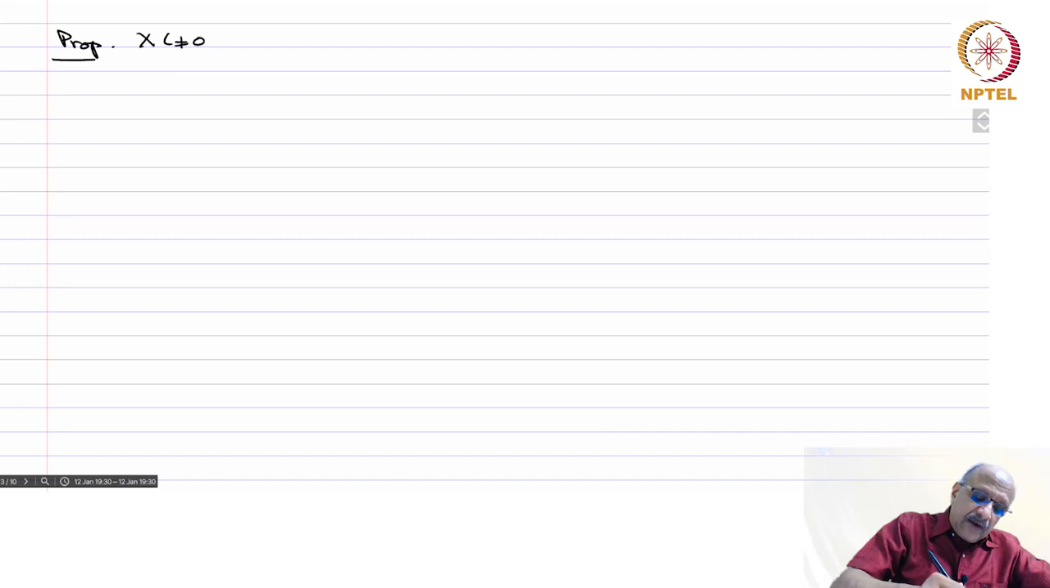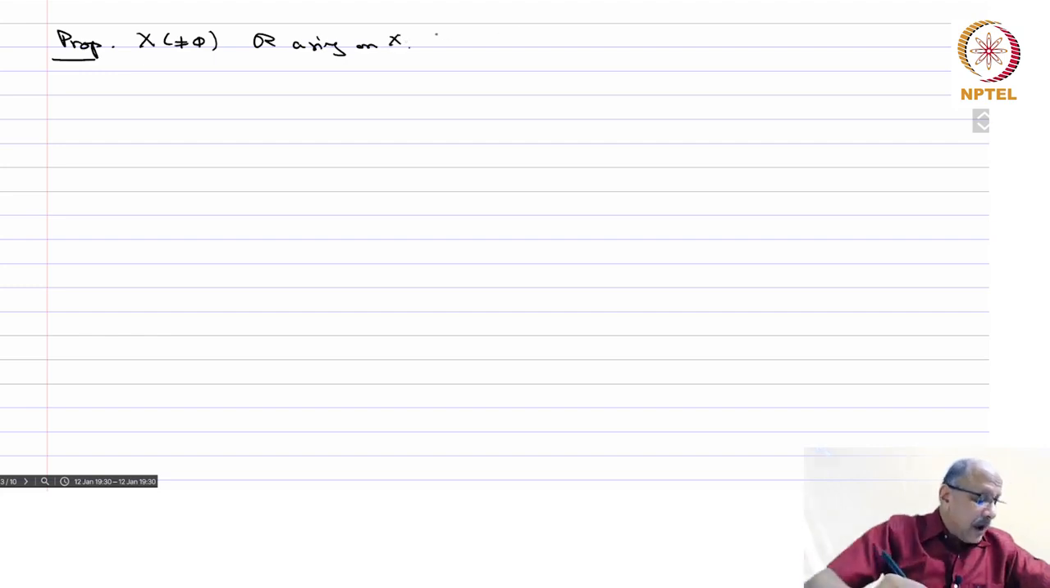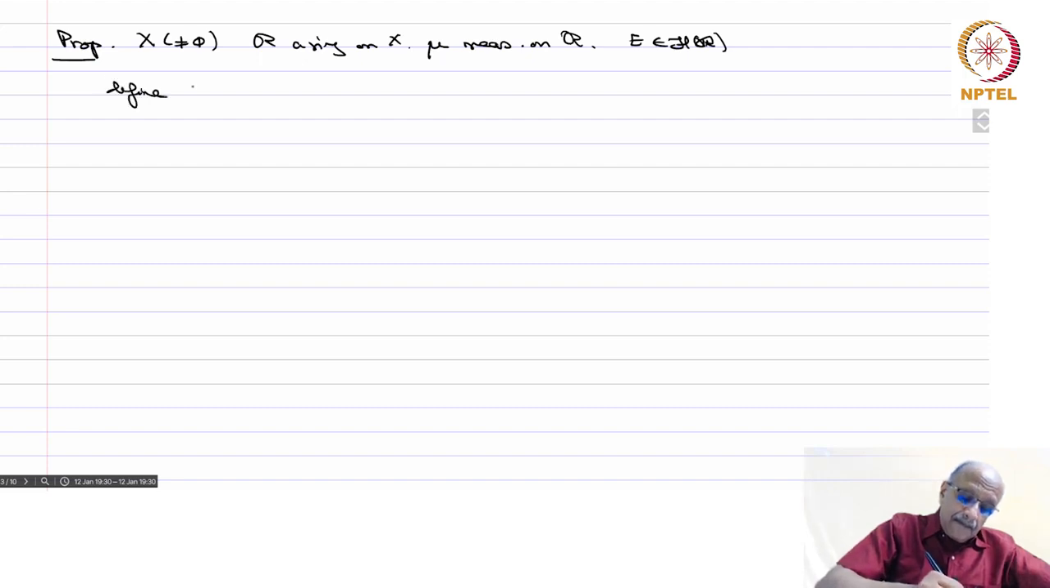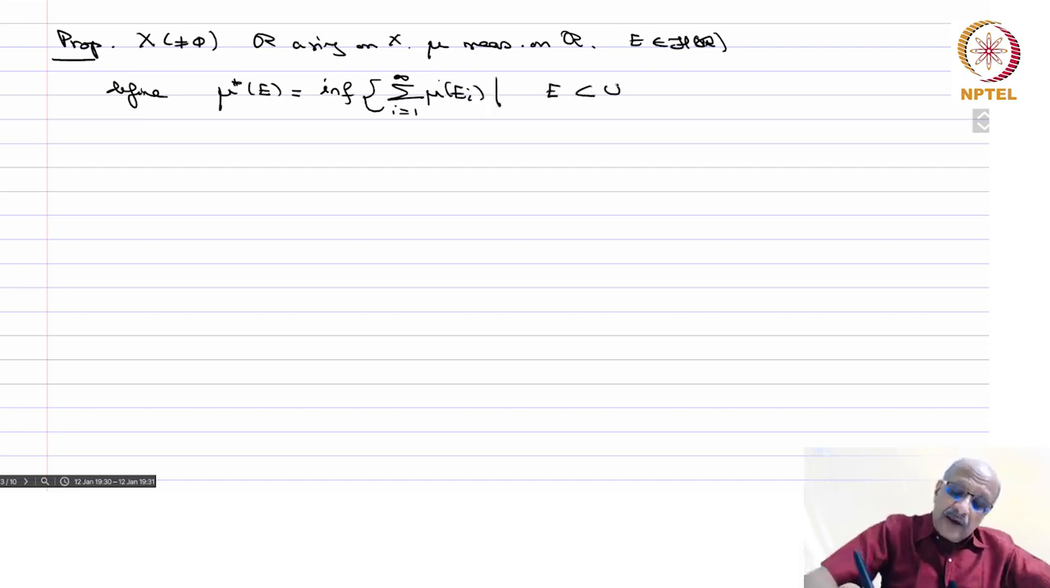X is a non-empty set and R a ring on X. Okay, and mu is a measure on R. So now you take E in H of R, the smallest hereditary sigma ring containing R. Define mu star of E equals the infimum of the sum over i equals 1 to infinity of mu of E_i, where E is contained in the union over i equals 1 to infinity of E_i, and E_i is in R.